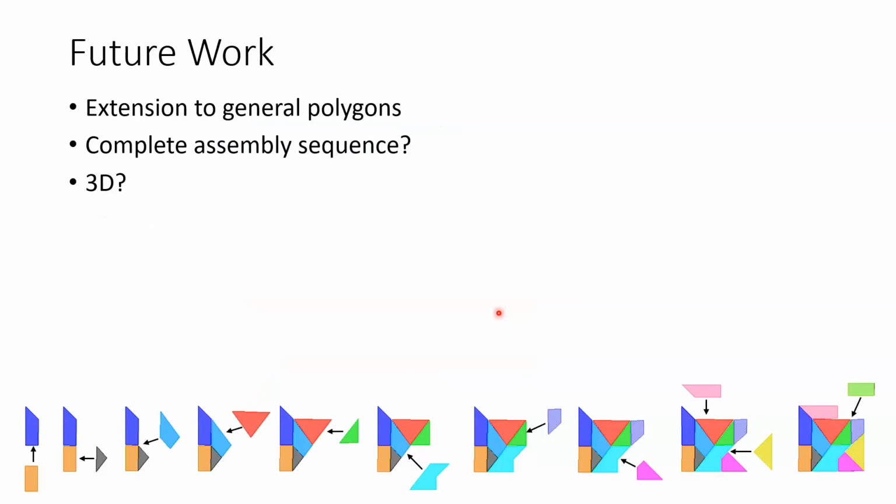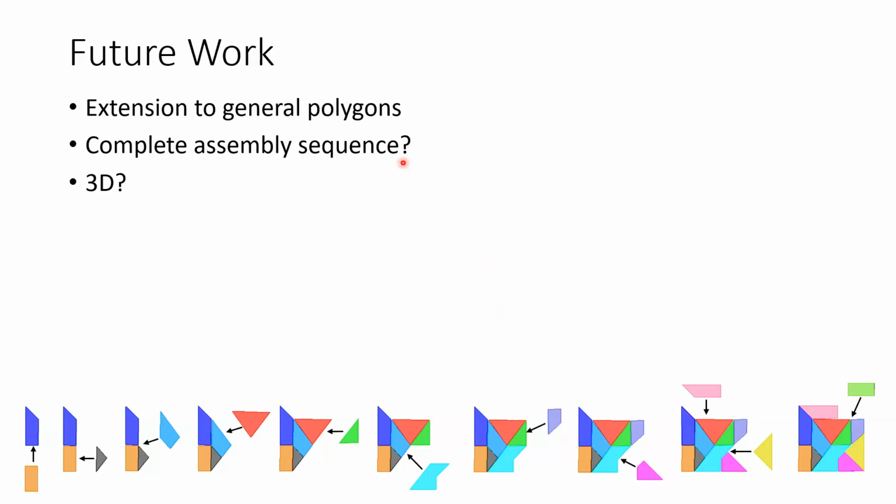So some future work. We're extending our fixed parameter tractable algorithm to general polygons rather than just unit grid squares. And through this process, we actually learned that it's not the shape of the individual parts that matters, but the shape of the union of the assembly when you consider it as a whole. That is what affects the complexity of the problem.